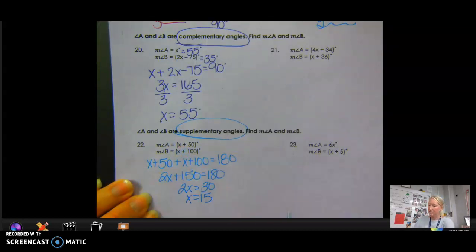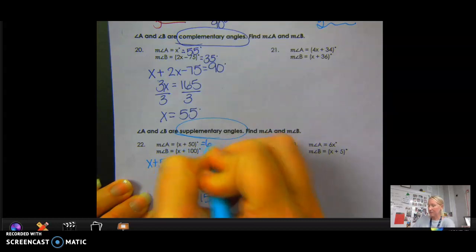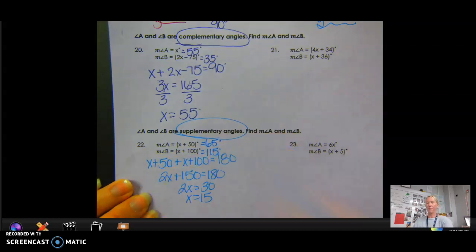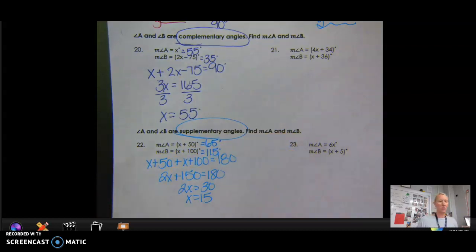Now I'm going to plug it back in, so 15 plus 50 is 65 degrees. 15 plus 110 is 115 degrees. Go ahead and try 21 and 22 on your own, and then pause me and unpause me when you're finished with those.